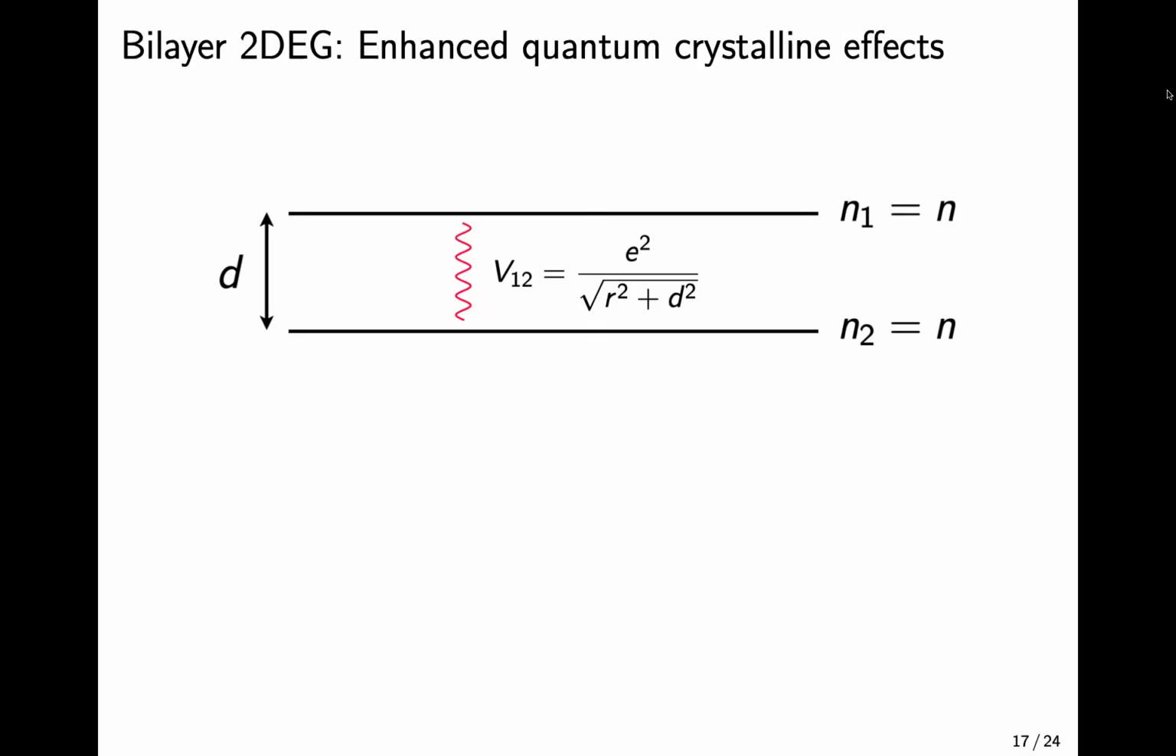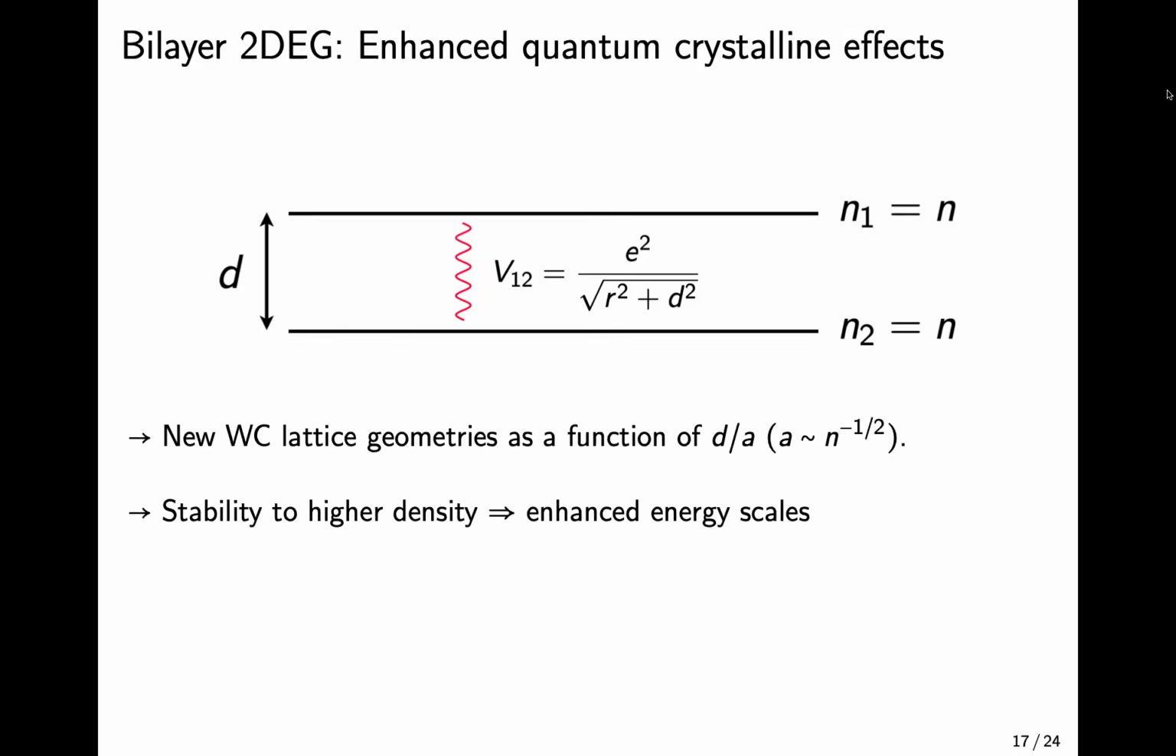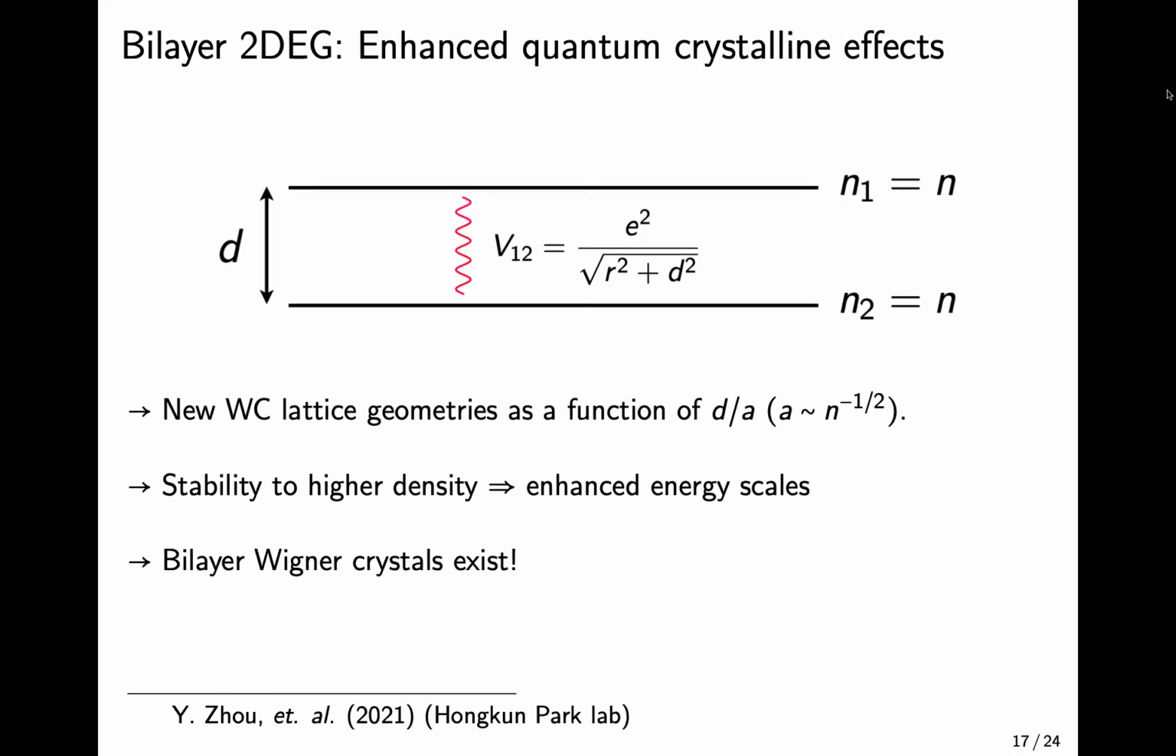What we'll see in a second is that this kind of crystal can realize new lattice geometries as a function of the interlayer distance. This crystal will also be stable to higher density than the single layer counterpart, the reason simply being that you get an additional commensuration energy gain by locking two crystals in the layers. This implies enhanced energy scales for the various kinds of quantum processes we were talking about. And finally, the thing that I find most interesting is that these kinds of bilayer crystals apparently exist, as was demonstrated a number of years ago in Han Park's lab. And if there's interest, I'd be happy to tell more about these experiments.